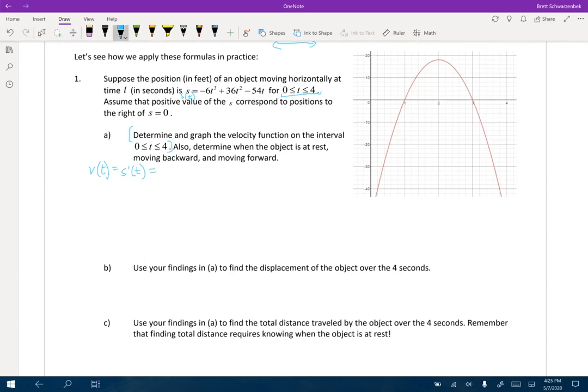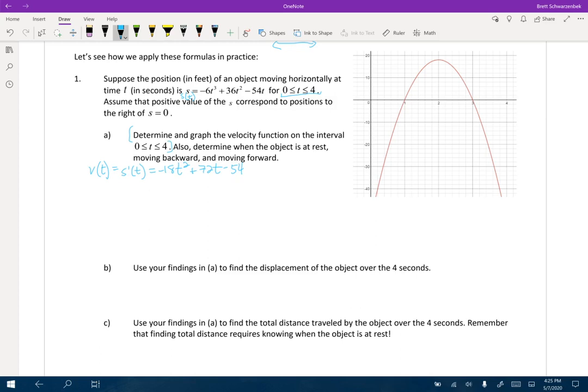So the 3 goes to the front, negative 18 t squared, the 2 goes to the front, 72t, and anything times a variable is 54. Now the variable we're using is t, but there's no difference between using t and x if that's the variable of importance. So right now this is the velocity function.